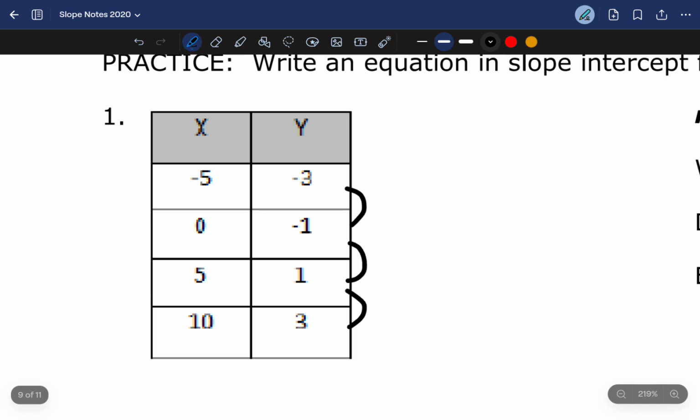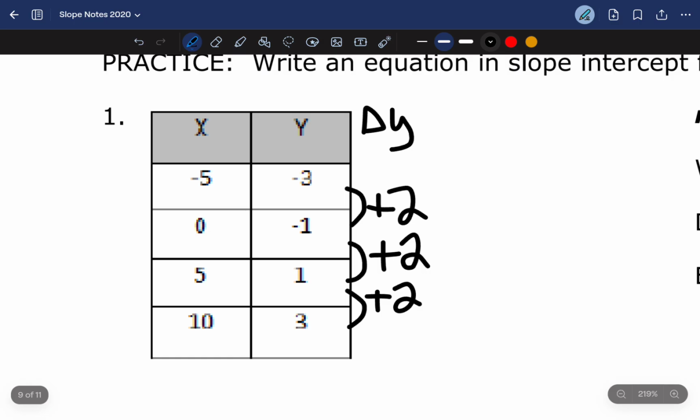From -3 to -1, I notice that I'm getting closer to 0, so I am adding 2. Then from -1 to 1, I also added 2. And from 1 to 3, I added 2. Again, this is my change in y values.